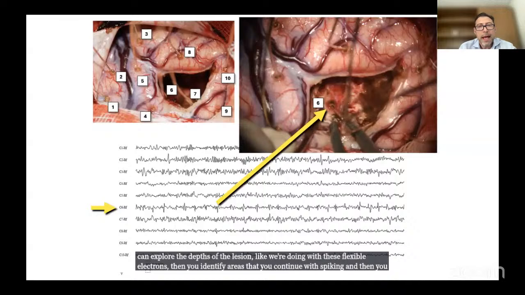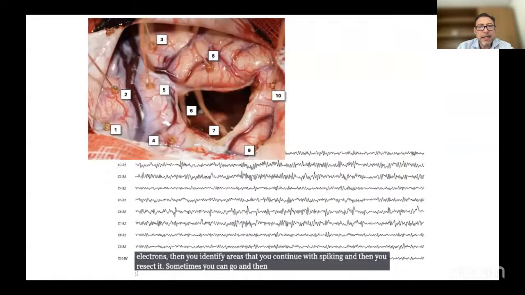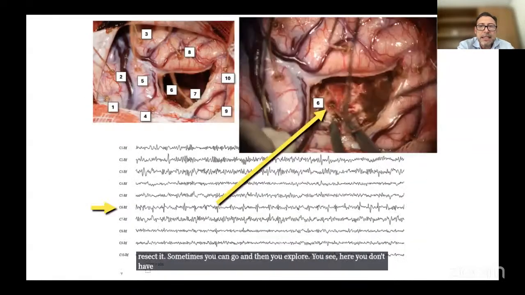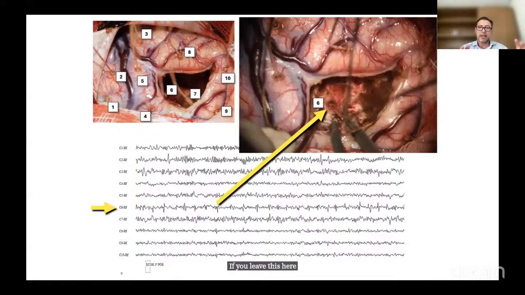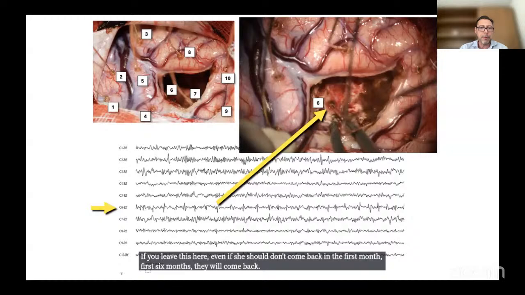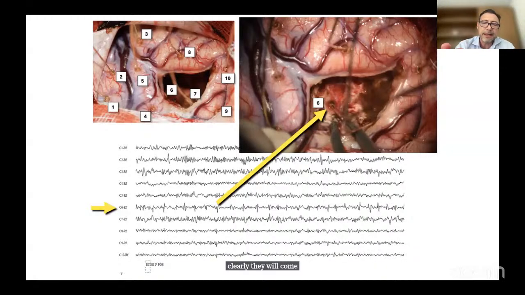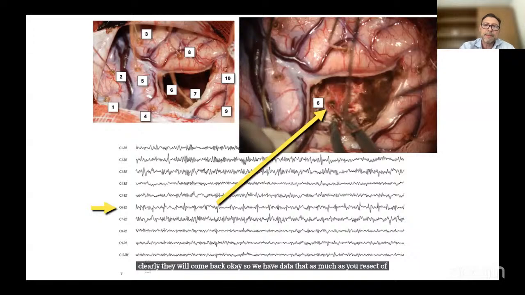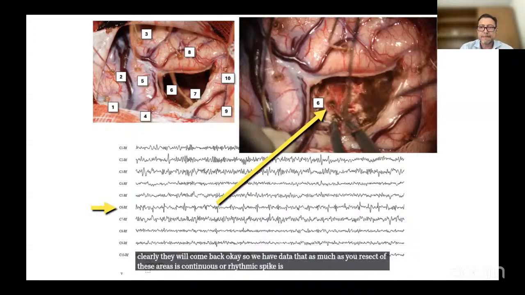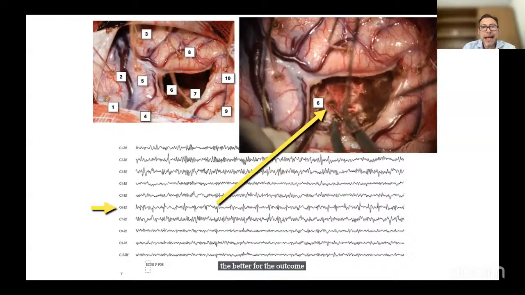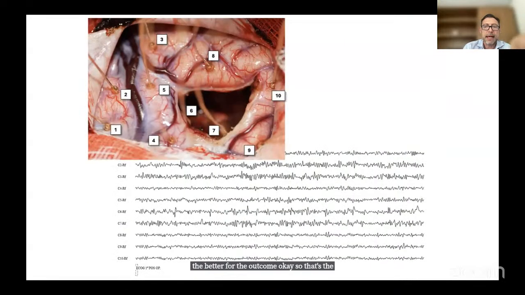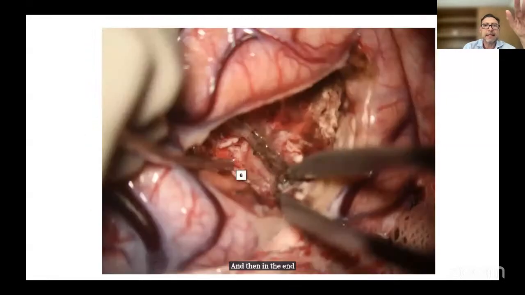Sometimes you can go and then you explore. You see, here you don't have too much, but here you really explore a little bit more, and you see an area which continues spiking. If you leave this here, even if seizures don't come back in the first 6 months, they will come back. Clearly, they will come back, okay? So we have data that the more you resect of these areas with continuous or rhythmic spikes, the better for the outcome, okay? So that's the way we approach this. And then in the end, we leave it like this, okay?